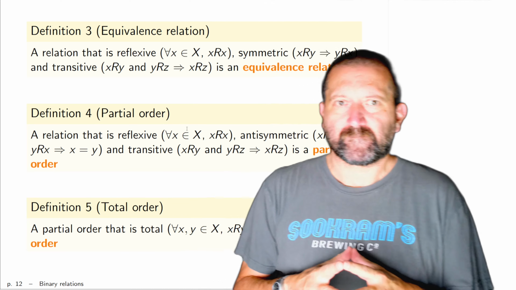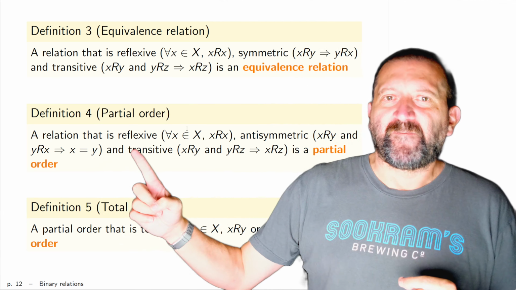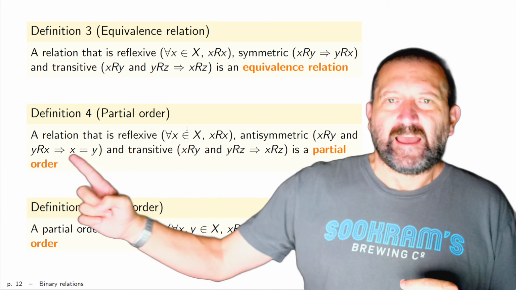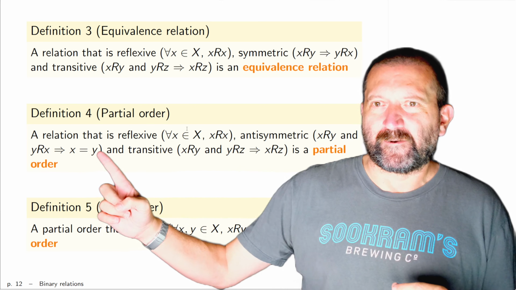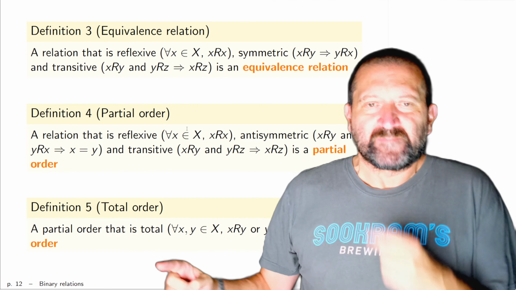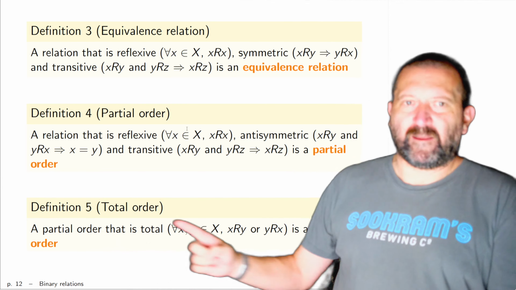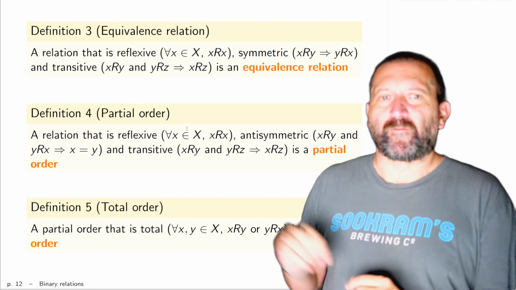And transitive, that's what we call an equivalence relation. Okay. A relation that is reflexive, antisymmetric, and transitive is what's called a partial order. Okay. And a total order is one that is a partial order that is furthermore total. Okay.